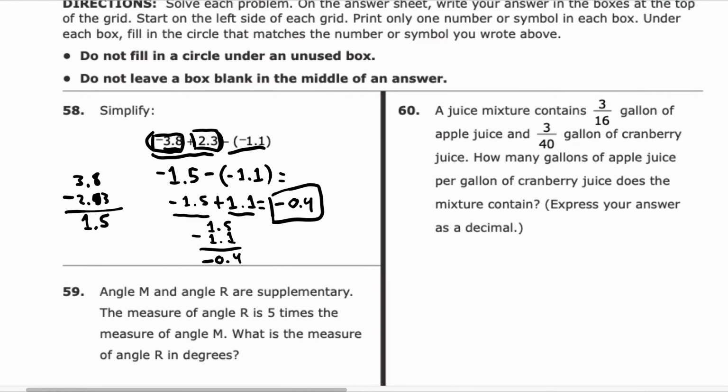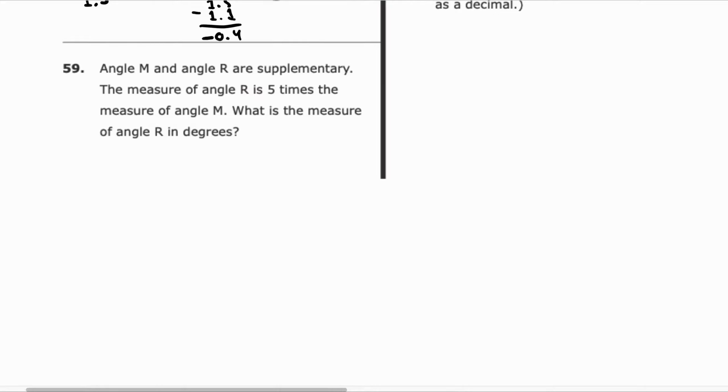Okay, let's move on to 59. Angle M and angle R are supplementary, and the measure of angle R is 5 times the measure of angle M. So R and M are supplementary, and R is 5 times greater than angle M. Now we're being asked what the measure of angle R is in degrees.